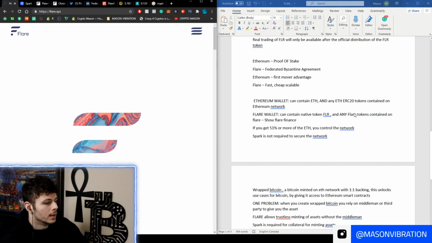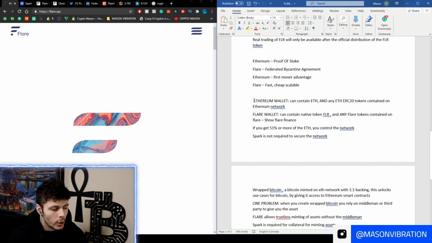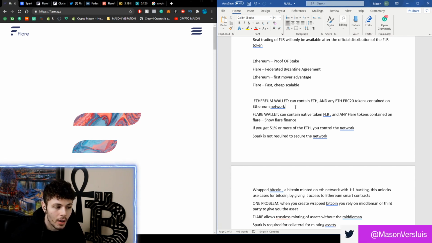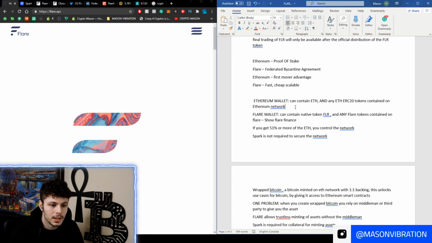So, where would you store your Ethereum? This is the Ethereum wallet. If you have an Ethereum wallet, you can hold Ethereum and any other ETH token, meaning any other token built on Ethereum. For example, Self Key, one of the coins I like a lot, is built on Ethereum. It's an ERC20 token. Those are called ERC20 tokens. They can be held in the same wallet as ETH, on the same address, because they're ERC20 tokens.